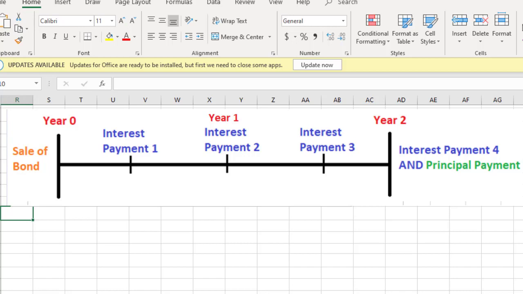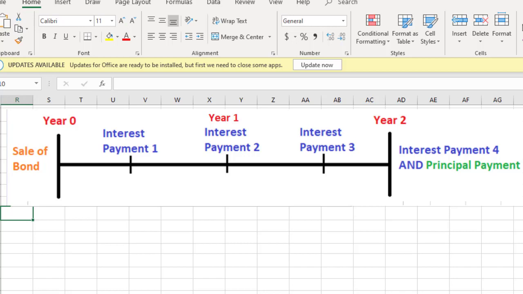Now, bonds make interest payments, which are usually paid semi-annually, meaning twice a year. As you see here in blue, we have 4 different interest payments. One halfway between year 0 and year 1, one at year 1, one between year 1 and year 2, and then finally at year 2, which is the end of the bond's life.